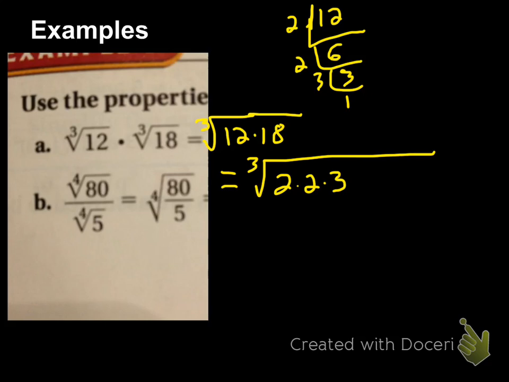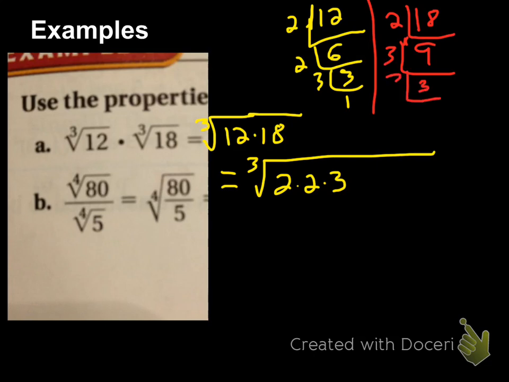Okay. Now, let's break down 18. So I put 18 up in my box. What do you want to take out of 18? 2. Okay. 18 divided by 2 is 9. What do you want to take out of 9? 3. Okay. 3 and 3 and 1. So in place of 18, I can write 2 times 3 times 3.